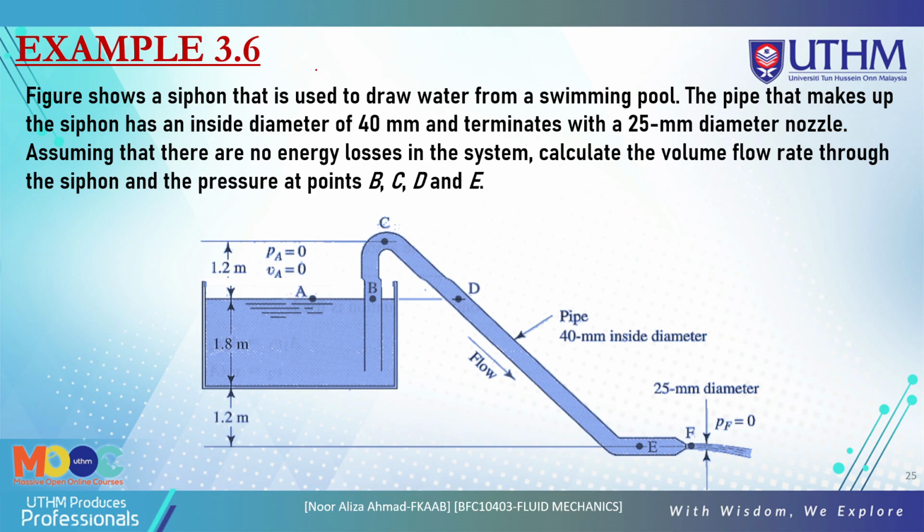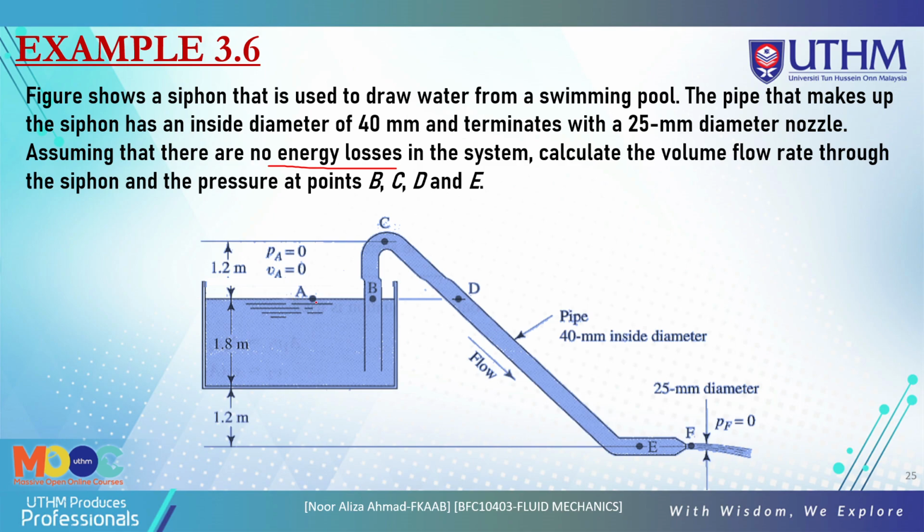So now we look at example 3.6. The figure shows the siphon here that is used to draw water from a swimming pool. The pipe that makes up the siphon has an inside diameter of 40 mm and terminates with a 25 mm diameter nozzle. This is the nozzle here. Assuming that there are no energy losses in the system, calculate the volume flow rate through the siphon and the pressure at points B, C, D, and E. So you must find the pressure at point B, C, D, and also E.